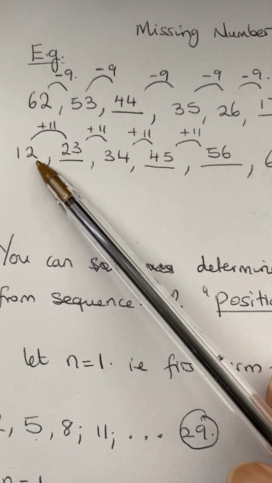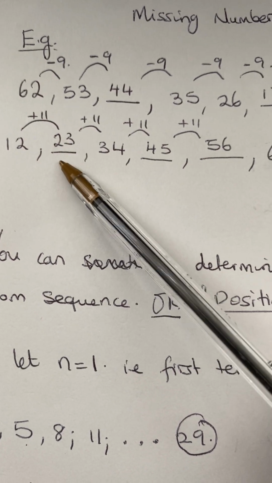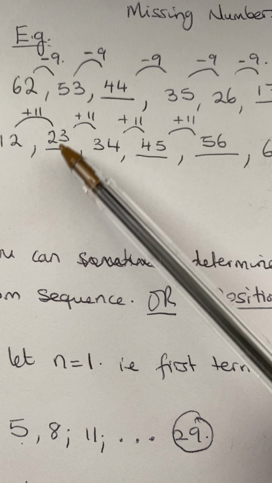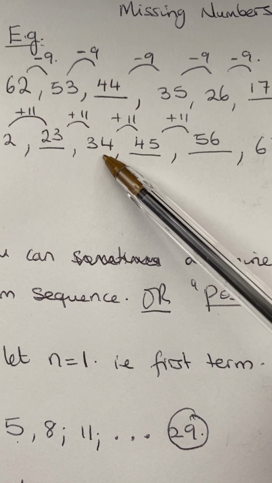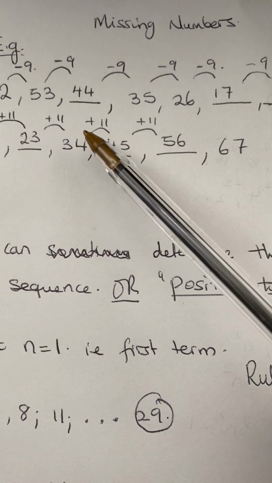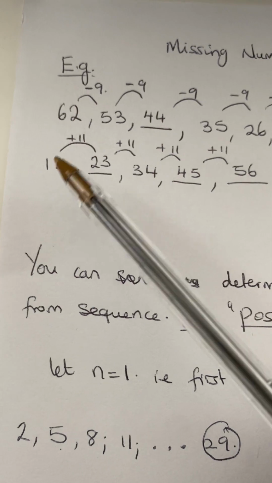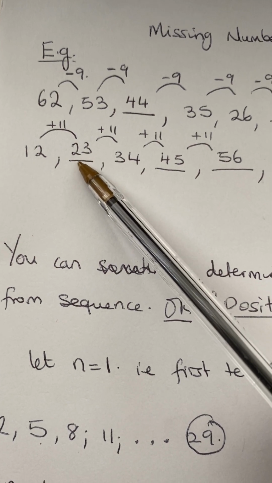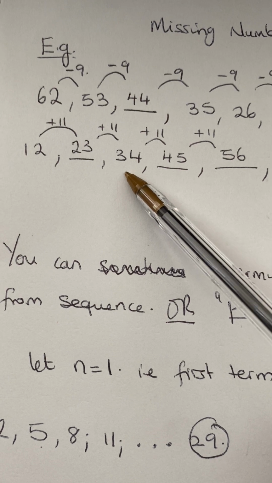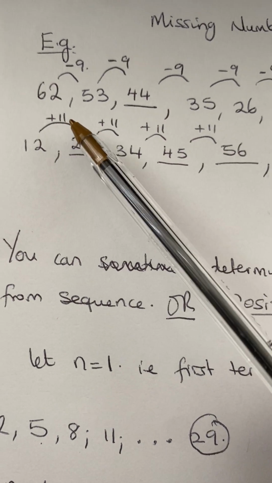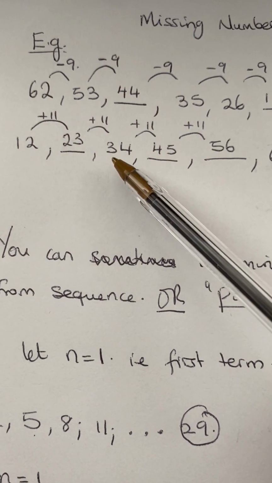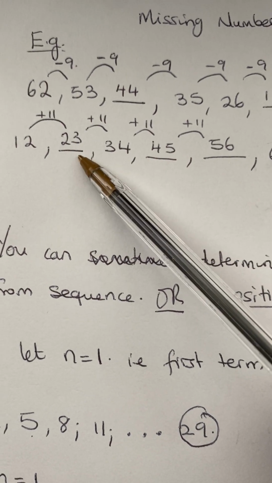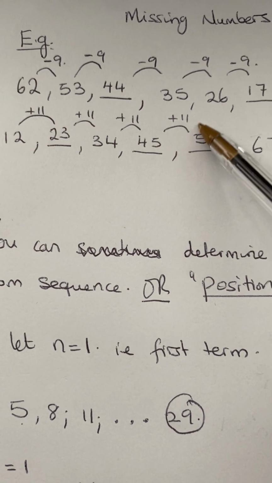Now another example of that. So you have 12. When you add and there's a missing number, then you have 34, 45. Because I don't know this, what would I do to 34 to get 45? I add 11. So if I add 11 to 12, I'll get 23. And if I add 11 to 23, I'll get 34. So straight away, my rule is add 11. Then if I add 11 to 34, I get 45.